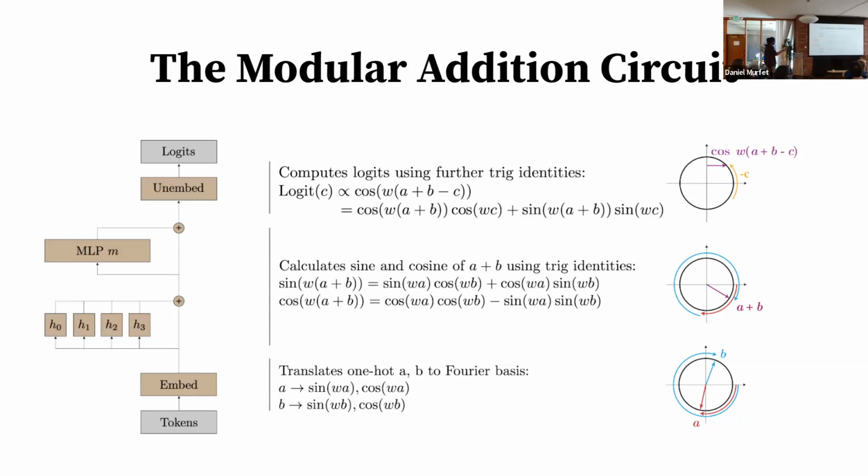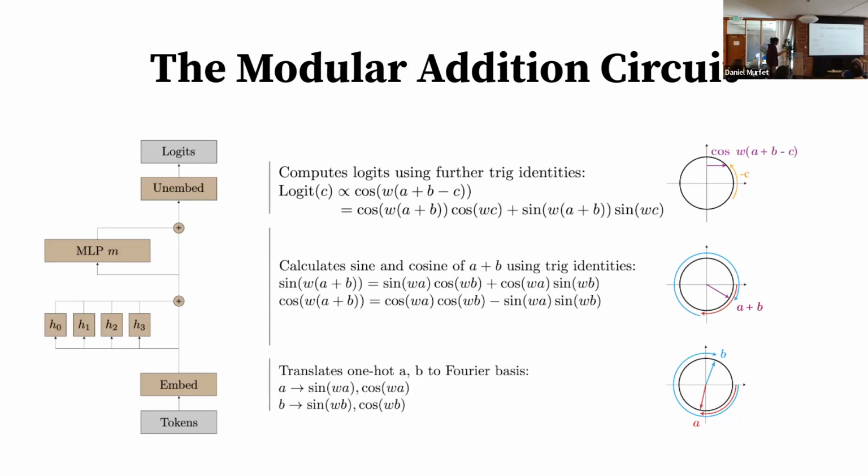Then what happens in the unembed does quite a lot of computation. What the unembed says is, okay, I know the correct answer. I want to calculate probabilities for all the outputs C, and I want to maximize this if A plus B is equal to C. If A plus B is equal to C, then cos of A plus B minus C is 0. Cos of A plus B minus C is maximized, and this frequency omega makes sure that you're only in the domain 0 to 2 pi.